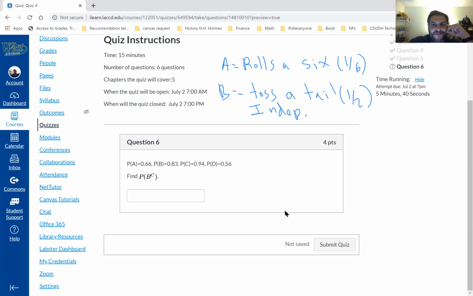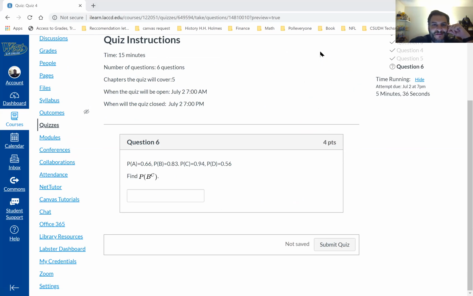All right, and for the last problem, I just wanted to see if you know notation. I say the probability of A is equal to 0.66, the probability of B is equal to 0.83, the probability of C is equal to 0.94, and the probability of D is equal to 0.56. I just ask you, find the probability of the complement of B.